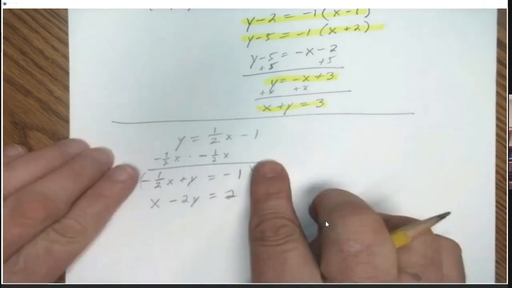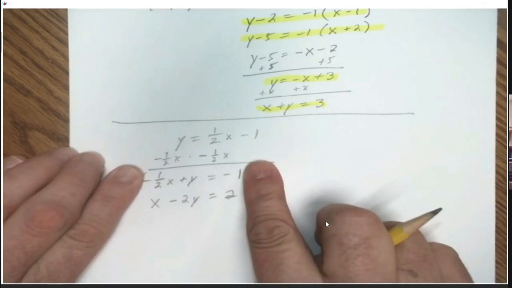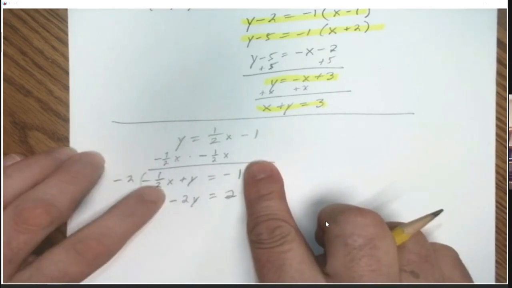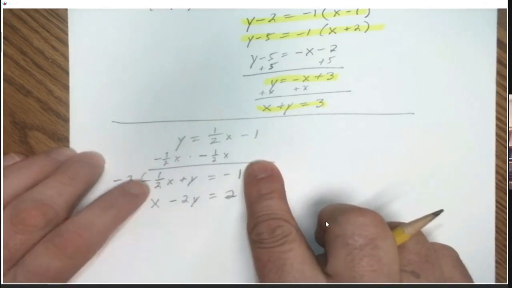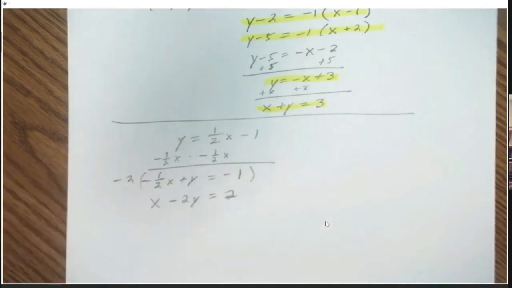It's the same equation as this. They just cleaned it up by getting rid of the fraction and making the first variable positive by multiplying by -2. But these are the same equation, just made a little neater. So, all right.